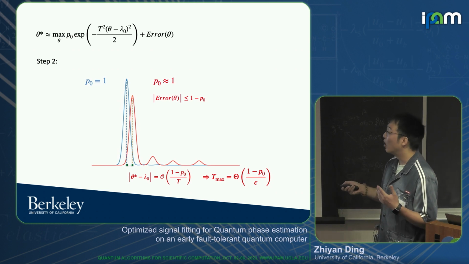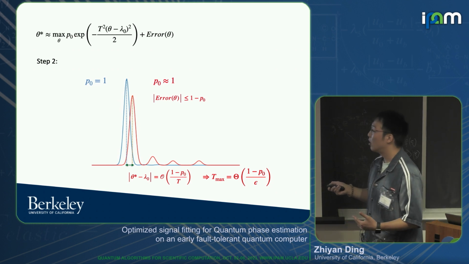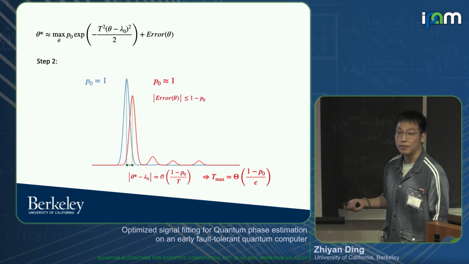and that's how we get our T max is order 1 minus p0 over epsilon.